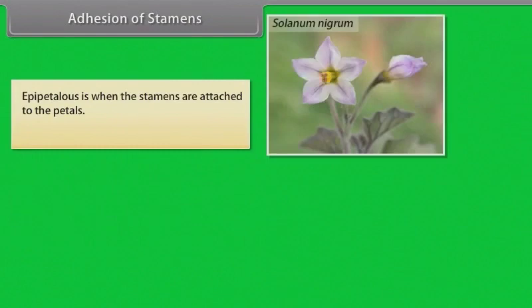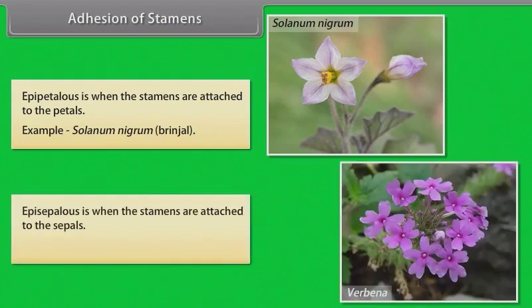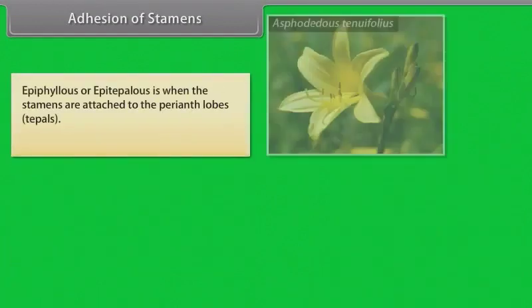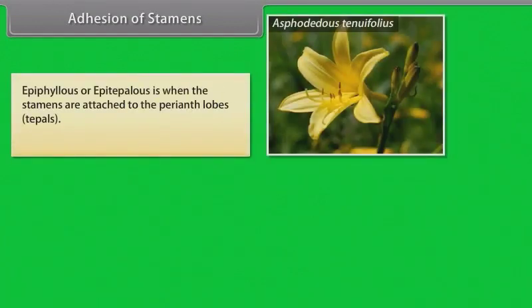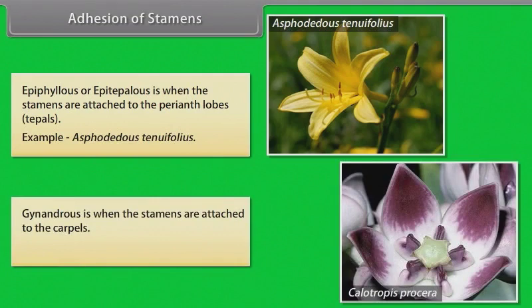gynandrous. Epipetalous is when the stamens are attached to the petals. Example: Solanum nigrum, brinjal. Episepalous is when the stamens are attached to the sepals. Example: Verbena. Epiphyllous or epitepalous is when the stamens are attached to the perianth lobes, tepals. Example: Asphodelus tenuifolius. Gynandrous is when the stamens are attached to the carpels. Example: Calotropis procera.